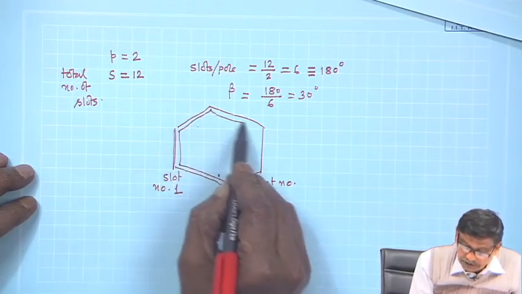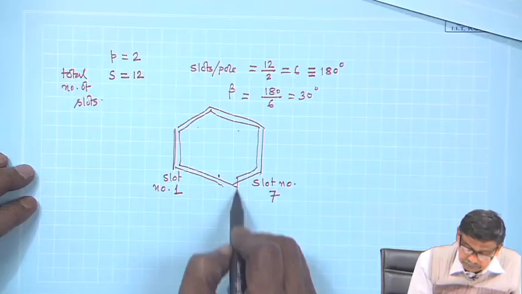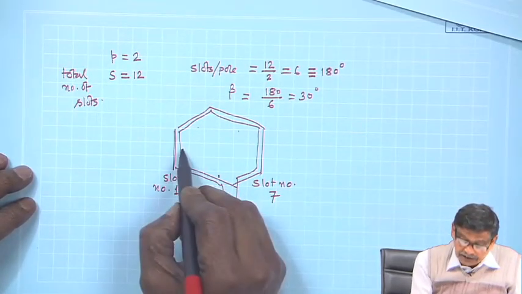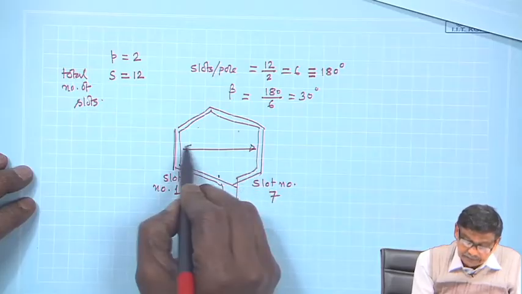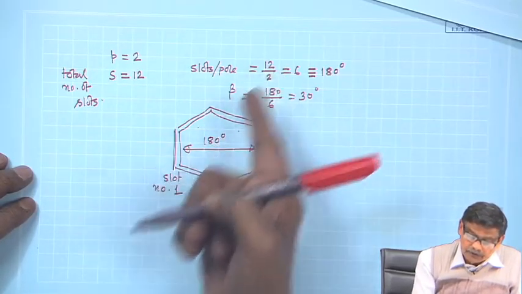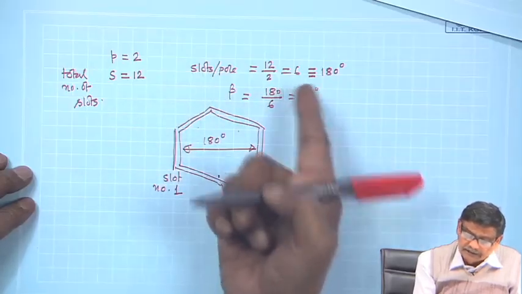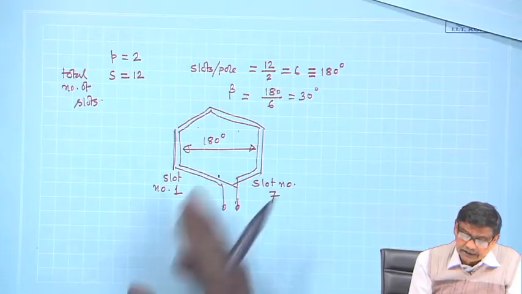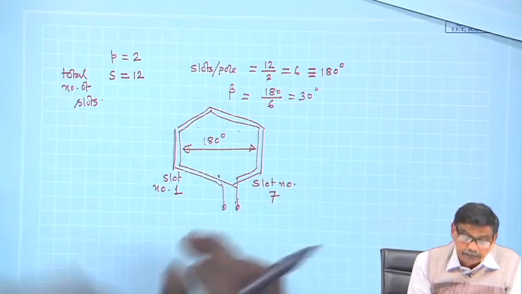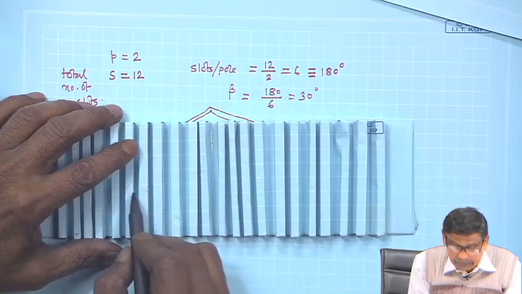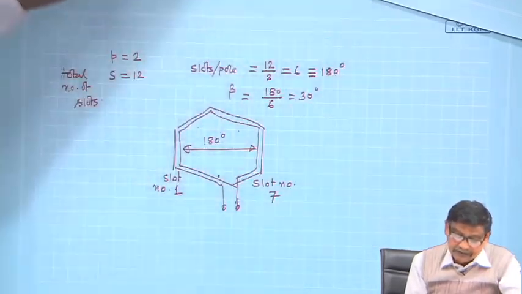And this is a full pitched coil then. Full pitched, 180 degree. So, 12 slots, 2-pole machine, 6 per pole, that is equivalent to 180 degree electrical, beta is 30 degree, the angle between 2 slots. This and this are separated by 30 degree.